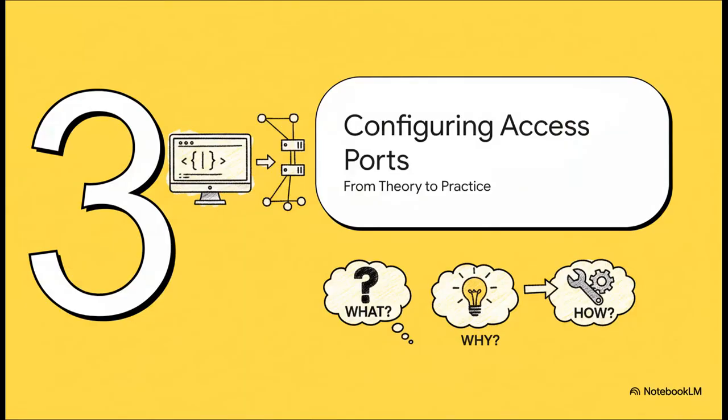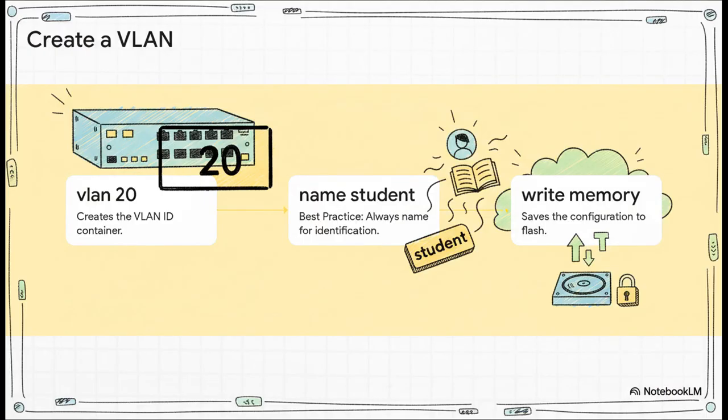So the theory is great, right? But we're engineers. We need to know how to actually build this. So let's pop open the command line and get our hands dirty. Creating a VLAN is actually super simple. First, you just create the container for it. You type VLAN 20 and poof, it exists. Now here's a pro tip. As a best practice, immediately give it a descriptive name, like name student.